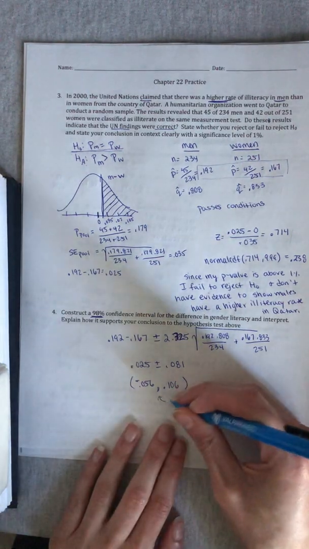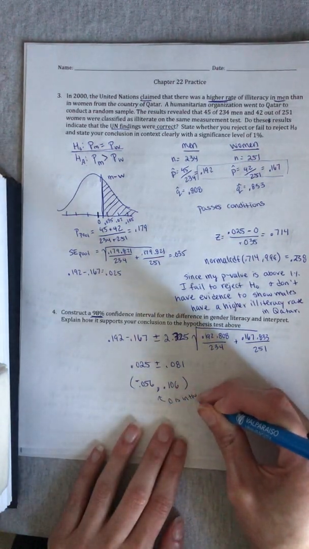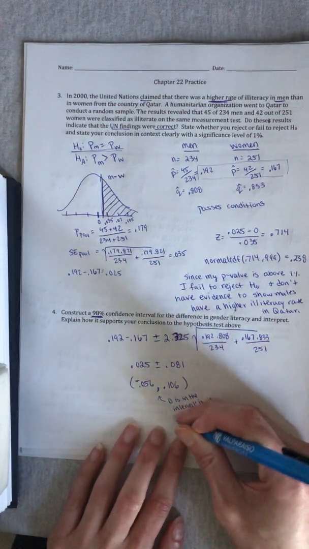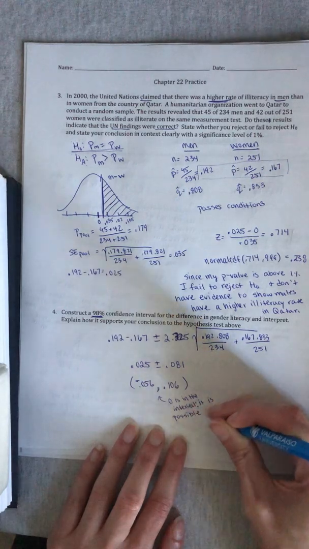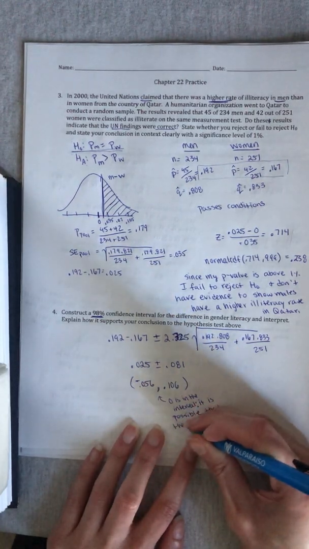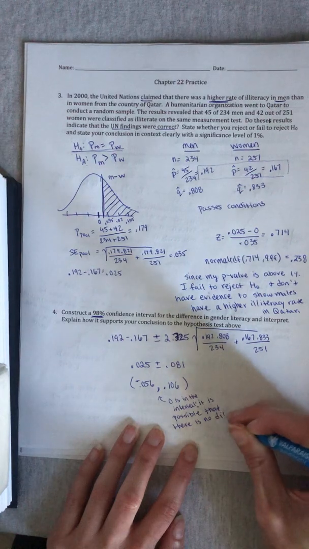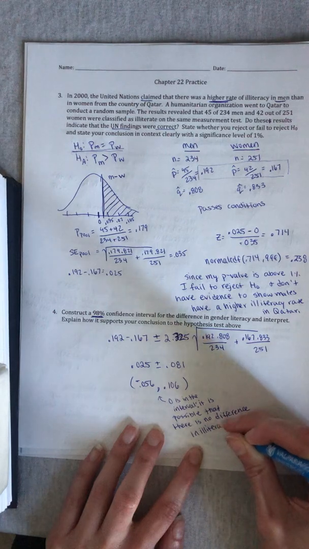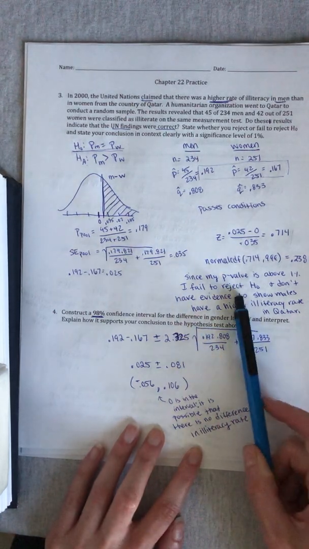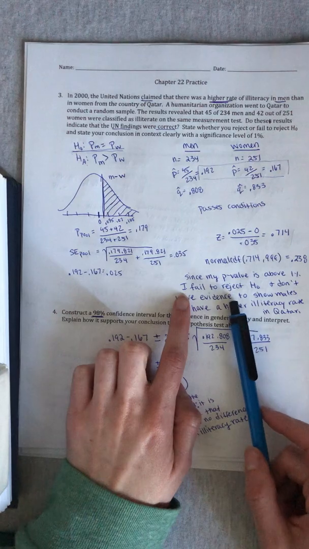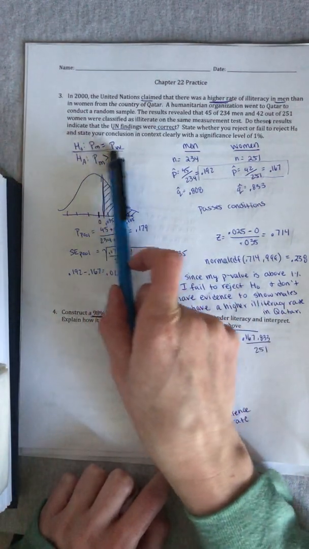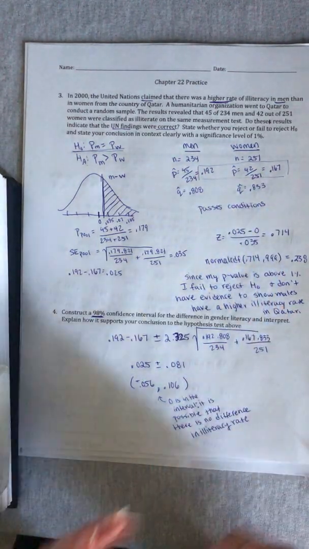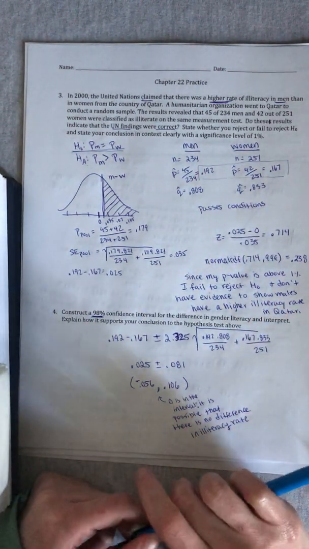Notice that 0 is in the interval, so it is possible that there is no difference in illiteracy rate, which is what we were saying up here, that I don't have enough evidence to show there's a difference. So it's possible that there's no difference in illiteracy rate. So this 2% difference is not a significant enough difference.